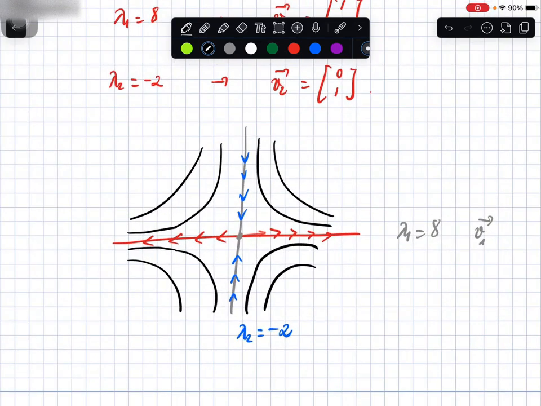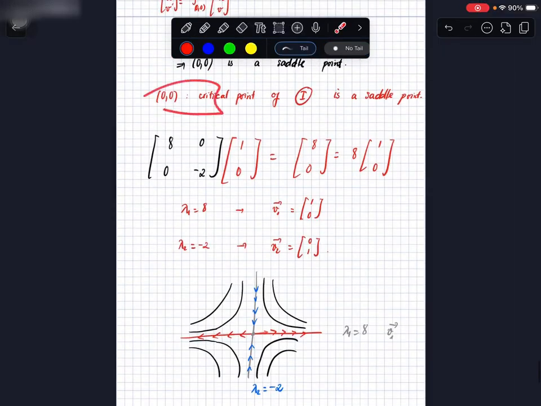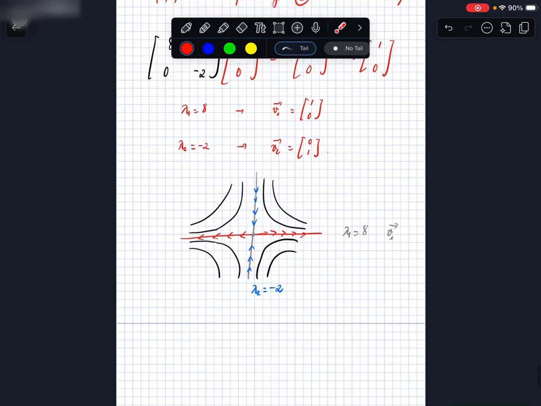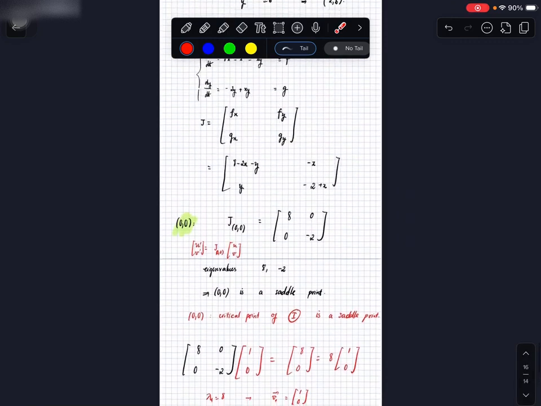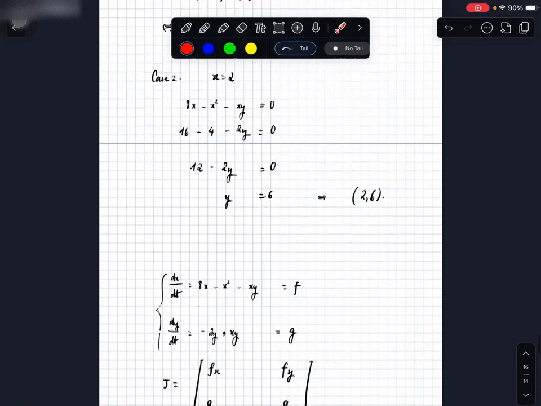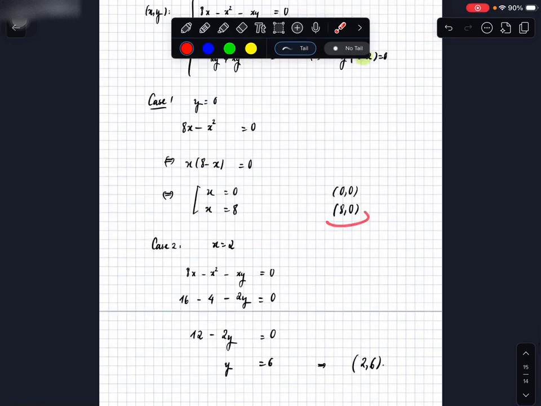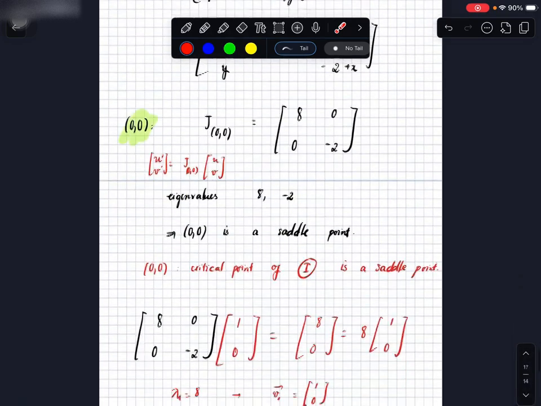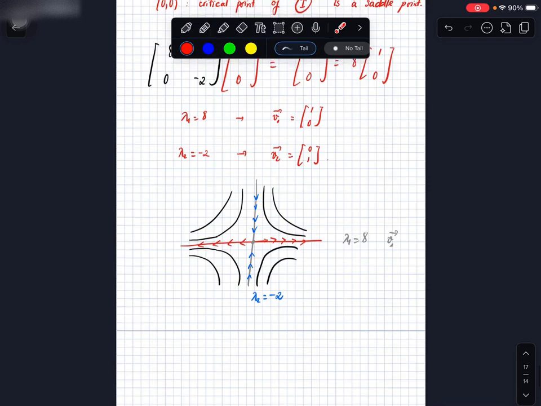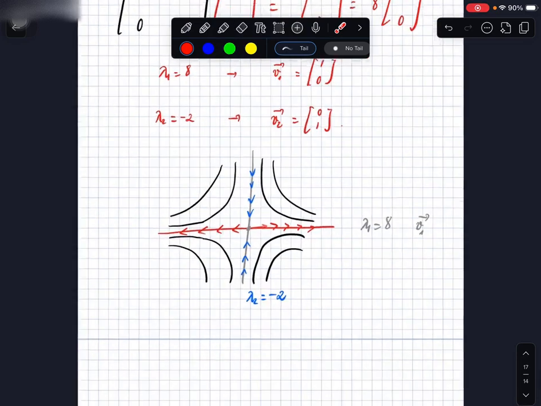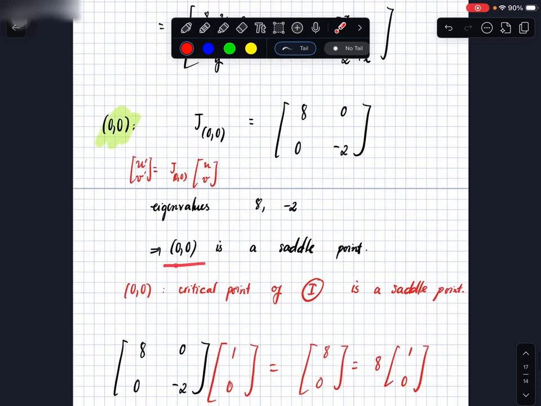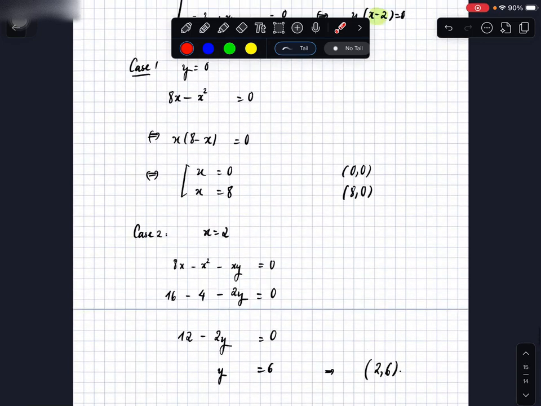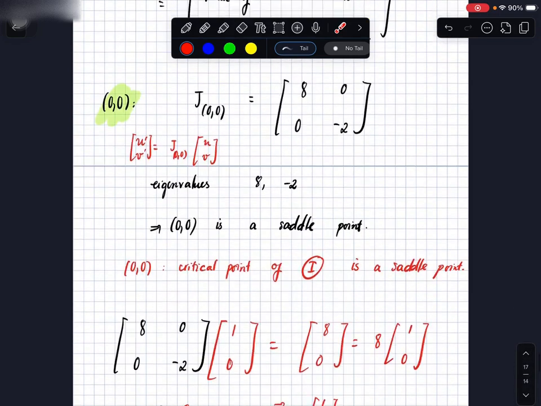So this is around (0, 0). Now let's look at the second critical point, which is (8, 0). By the way, this critical point (0, 0) corresponds to the point where the populations of the two species are both 0. They both die out, so total extinction.